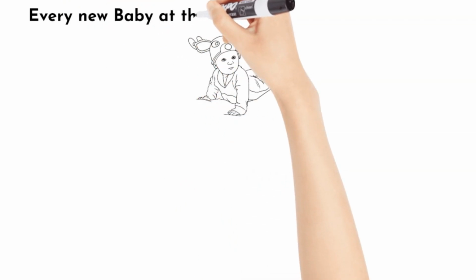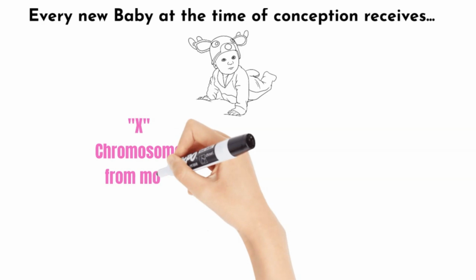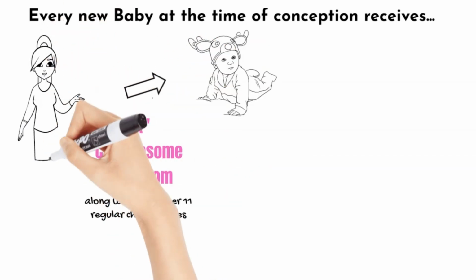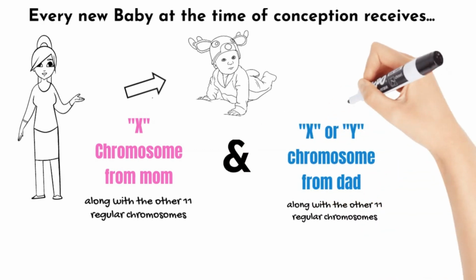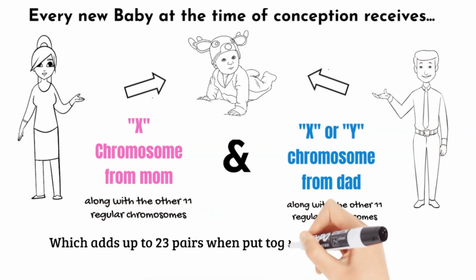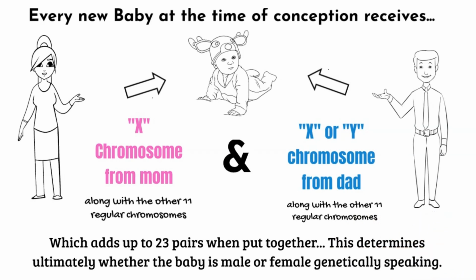Every new baby at the time of conception receives an X chromosome from mom, along with the other 22 regular chromosomes, and an X or Y chromosome from dad, along with the other 22 regular chromosomes, which adds up to 23 pairs when put together. This determines ultimately whether the baby is a male or female genetically speaking.